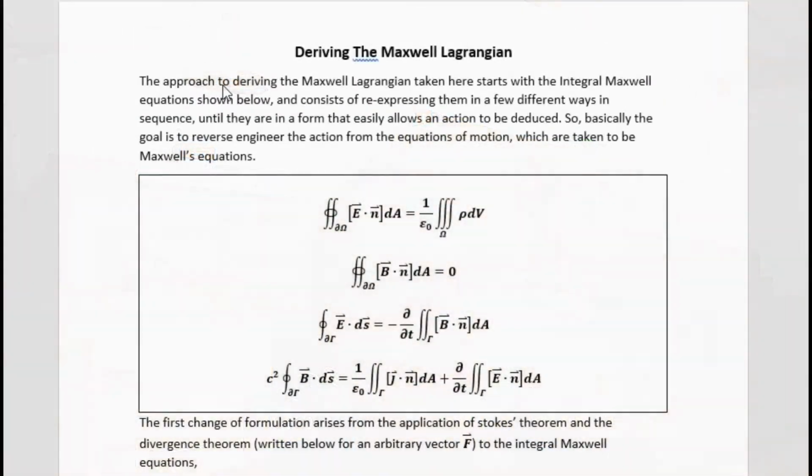So here is the math portion where I show you all the details of doing this. The approach to deriving the Maxwell Lagrangian taken here starts with the integral Maxwell equations shown below and consists of re-expressing them in a few different ways in sequence until they are in a form that easily allows an action to be deduced. So basically the goal is to reverse engineer the action from the equations of motion, which are taken to be the Maxwell equations. These are the integral Maxwell equations.